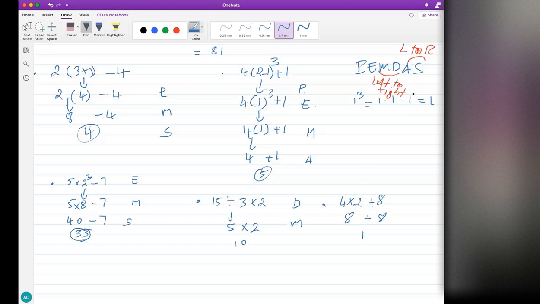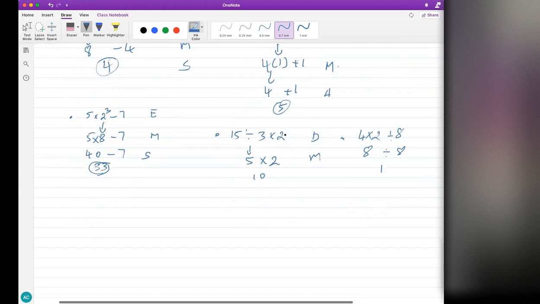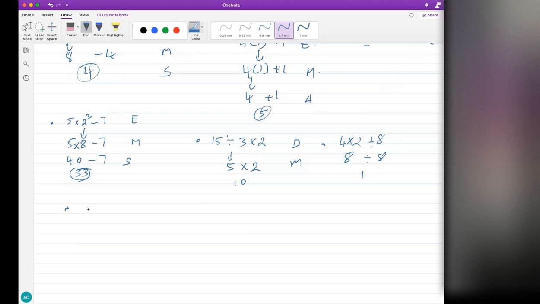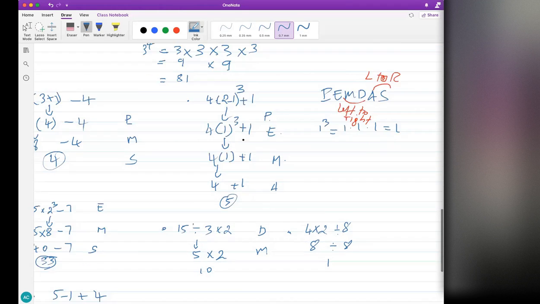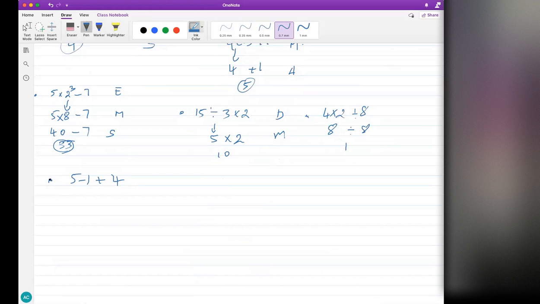Same thing applies to addition and subtraction. If you see them next to each other, evaluate left to right. So let's say you have 5 minus 1 plus 4. Even though it says here addition first, then subtraction, if they are next to each other, we do left to right, whichever appears first. Obviously, which one do we do first here?